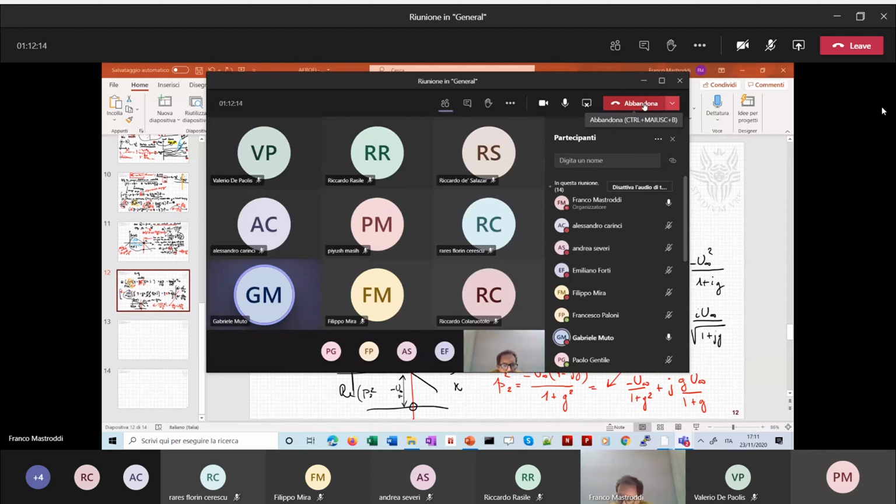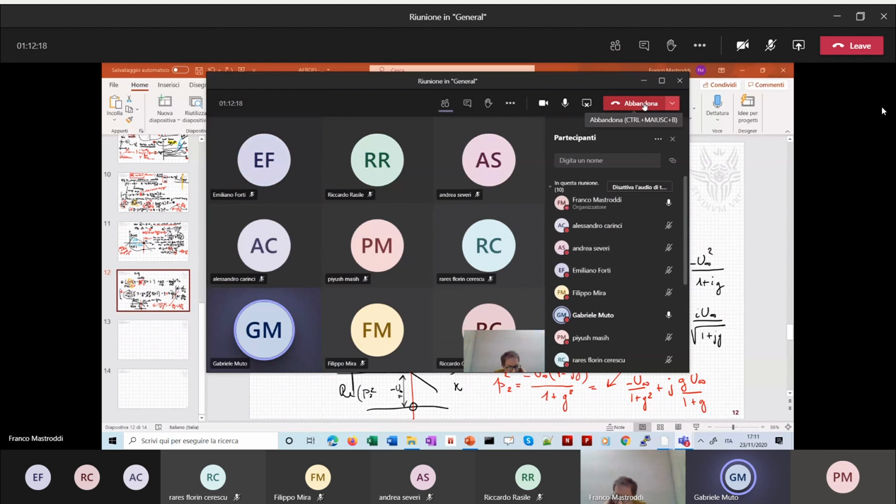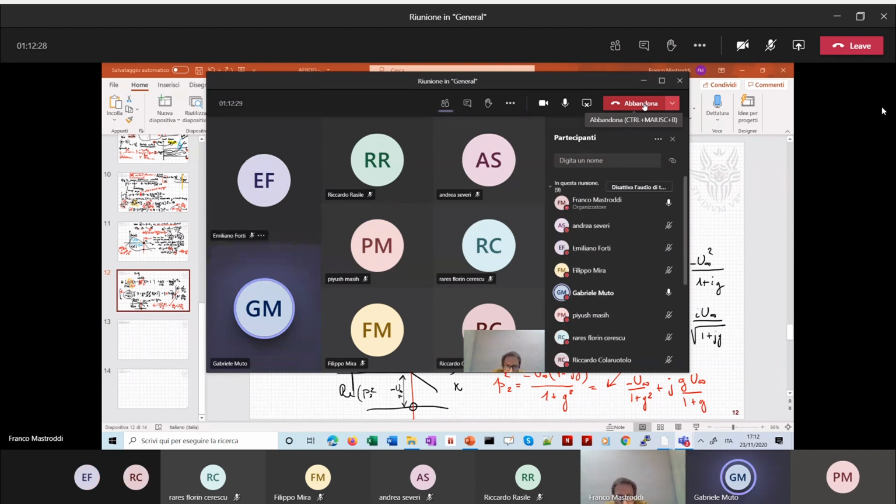Professore, scusi, ma quindi anche nel caso dell'esercitazione ci verranno due valori di U critica e la più bassa è quella che noi consideriamo come valore critico? Certo, è sempre il più basso.